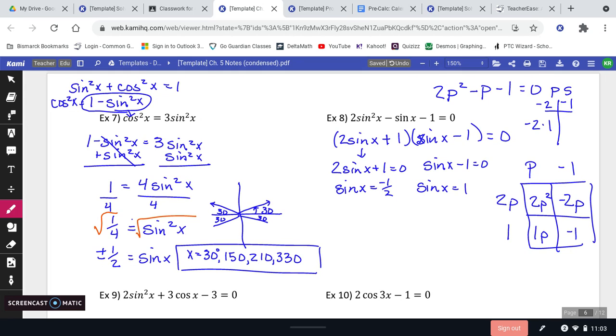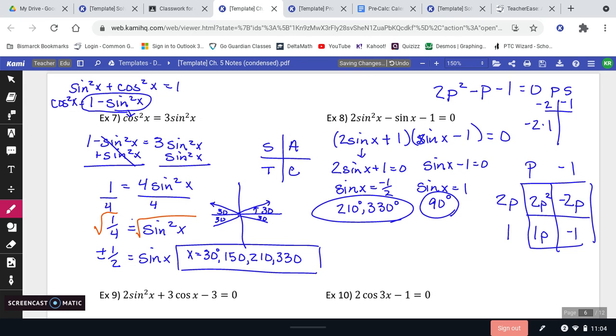On your unit circle, sine x equals 1, you're looking for a y coordinate that is 1. That's going to give you a 90-degree angle. And then you want a negative 1/2. Really, it's the same thing we did on the previous one. If I want negative 1/2, I have to think about what quadrants sine is negative in, which is the third quadrant and the fourth quadrant. So that's going to give you 210 degrees and 330 degrees. So you have 3 solutions to that one.